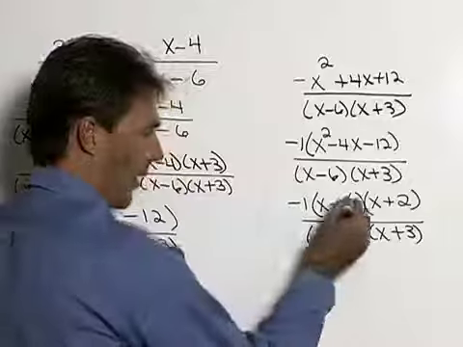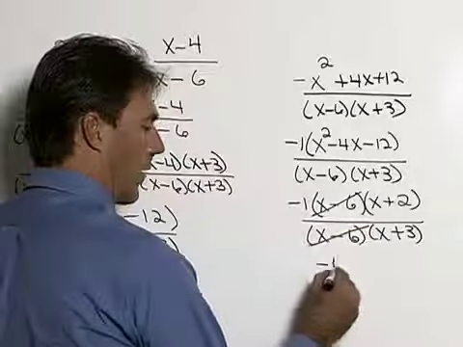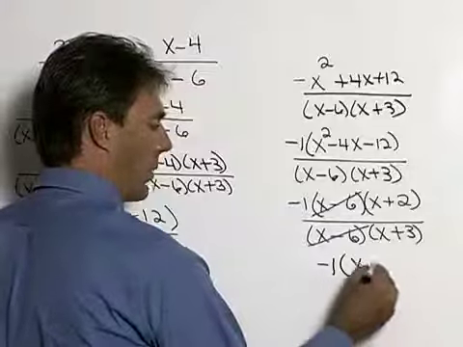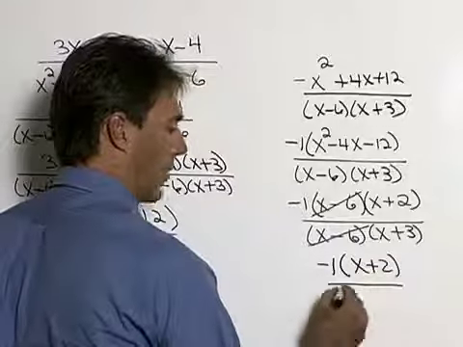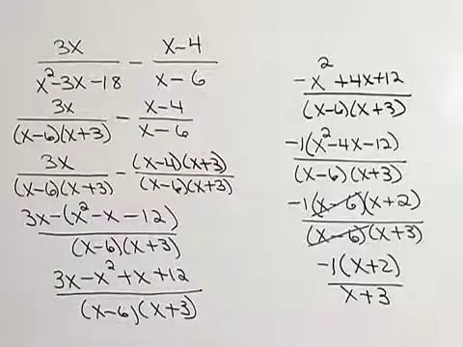And now we're ready to cancel. We can cancel our x minus 6's, and in the numerator we're left with negative 1 times x plus 2 over x plus 3. So simplifying this, we get negative 1 times x plus 2 over x plus 3.